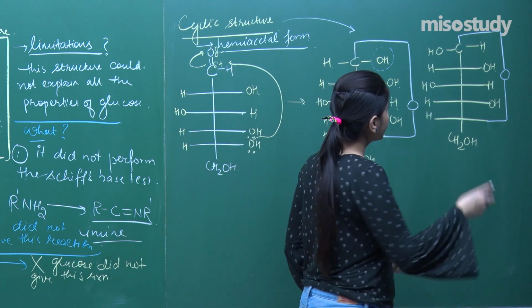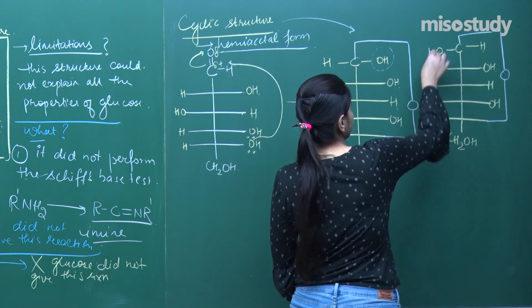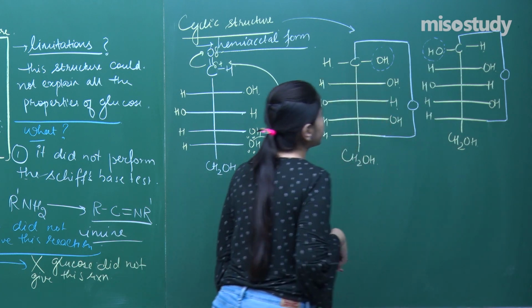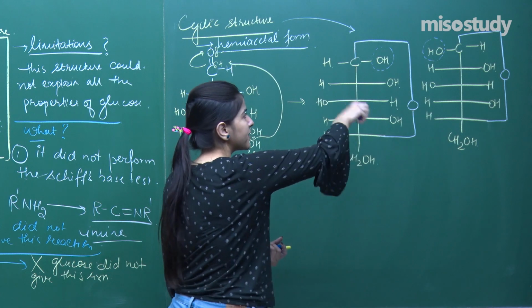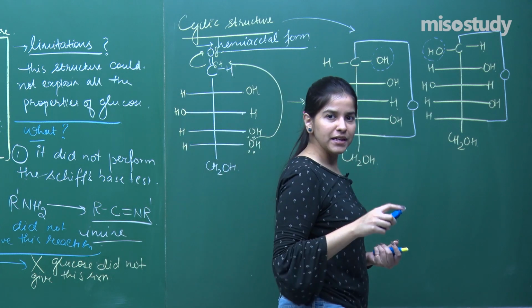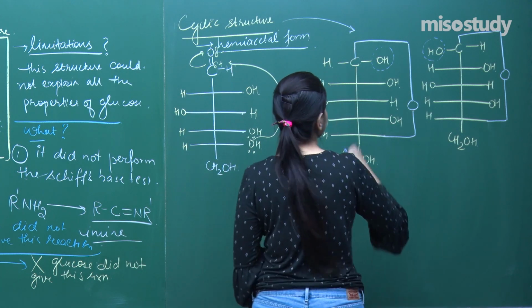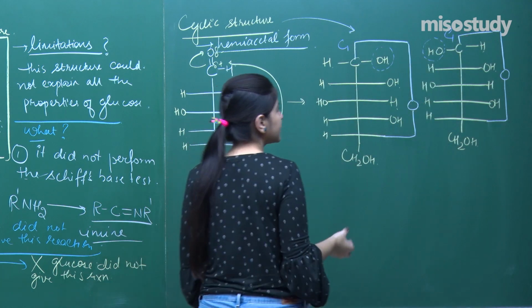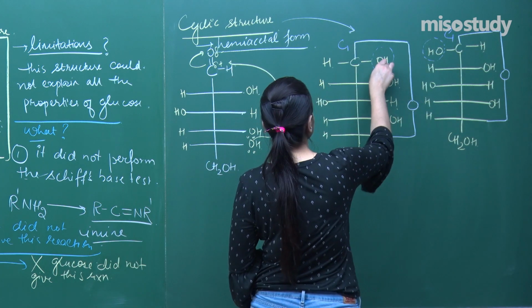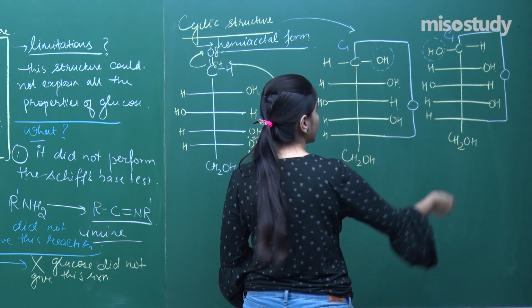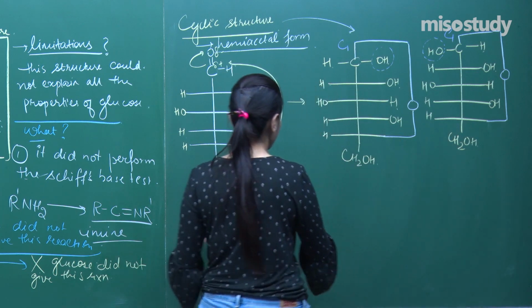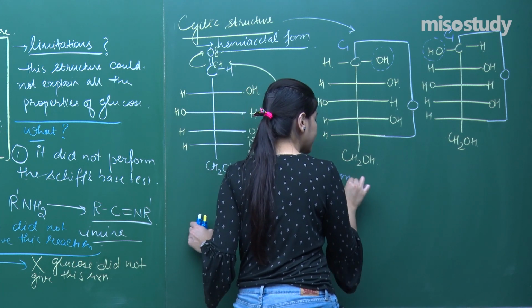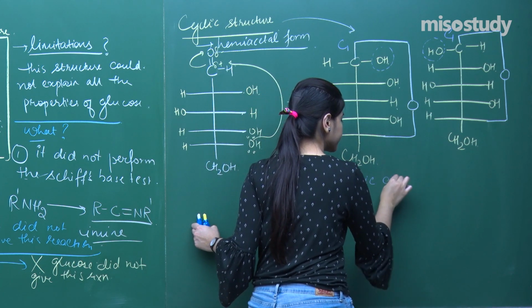Now, you can see here there has been a difference in the OH group present on the very first carbon. It is the very first carbon, the C1 carbon basically, right? So, the difference is in the OH. Here the OH is lying to the right, here the OH is lying to the left. So, basically the C1 over here is known as the anomeric carbon, right?